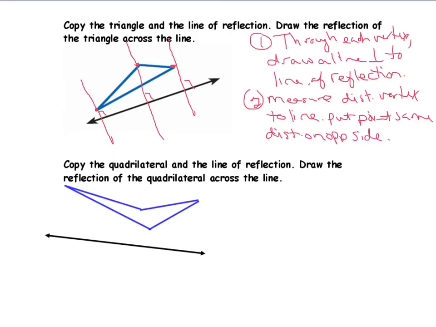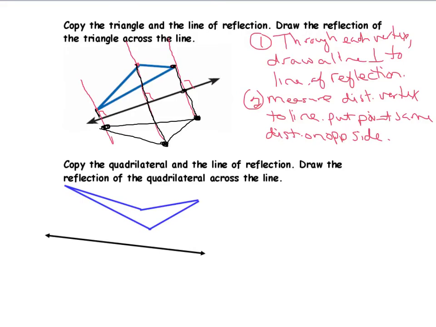All right, so we're going to measure here. Using your ruler from here to here, I want you to measure. Then I want you to put a point from here to here that's the same distance. Likewise, from here to here you're going to measure and put a point that's the same distance. From here to here you're going to measure and put a point that's the same distance. Once you have that, you'll be able to connect those dots and draw your image.